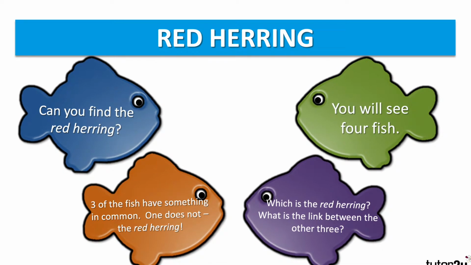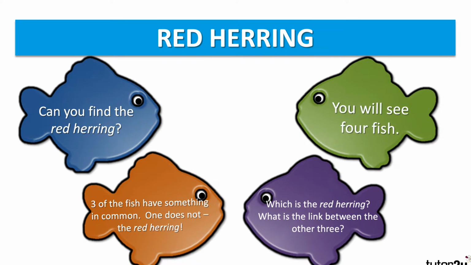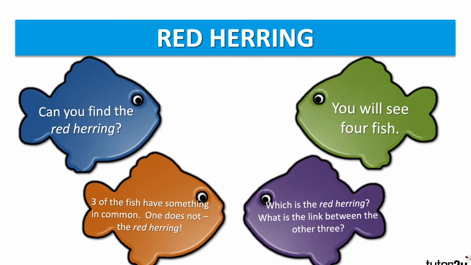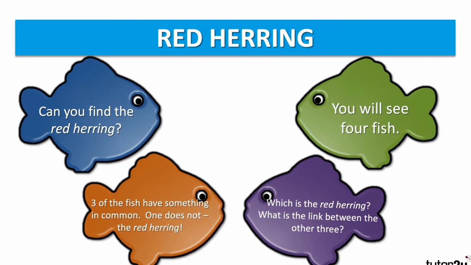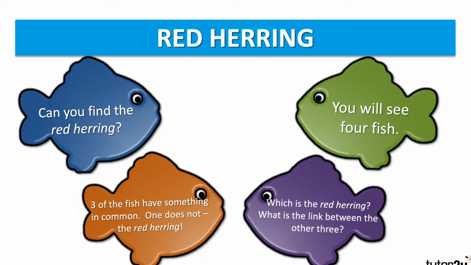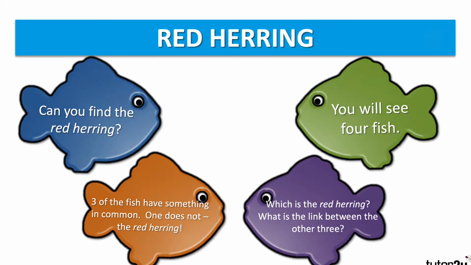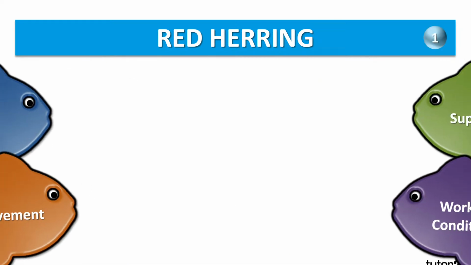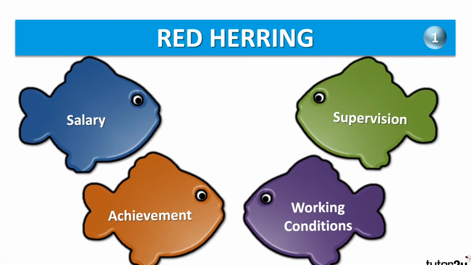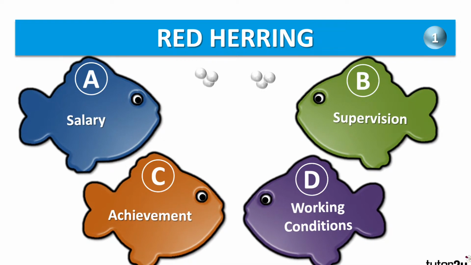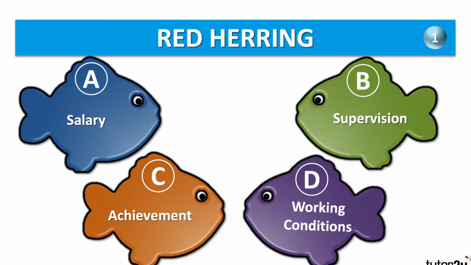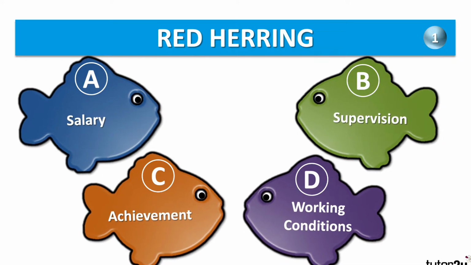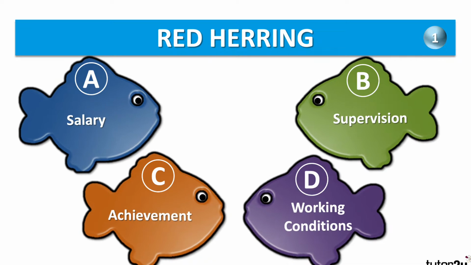So this activity is called Red Herring. You will see 4 fish. 3 of the fish have something in common. That is written on the fish. 1 is incorrect. That is the red herring. Can you find the link between the other 3? It'll make more sense when we have a look at the 4 options. So on screen, we've got salary, supervision, achievement, and working conditions. One of those is an odd one out. It's a red herring. The other 3 are linked. Can you work it out?